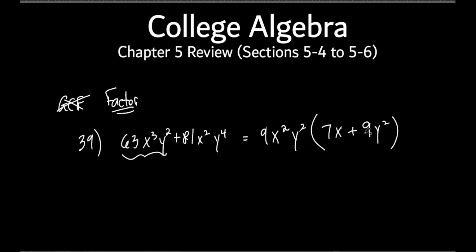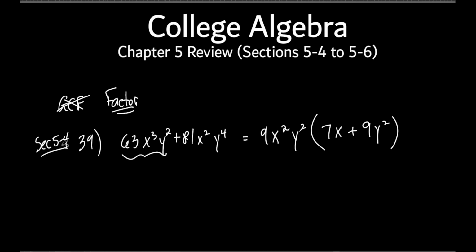All right, and that's it right there. Okay, that's greatest common factor. So you only have one type of those on there. Again, this is 39 from section 5.4 if you wanted to look it up. All right, let's see what else we got.